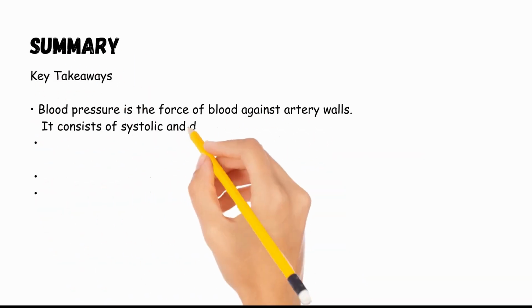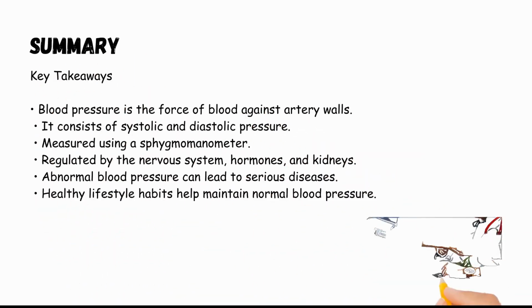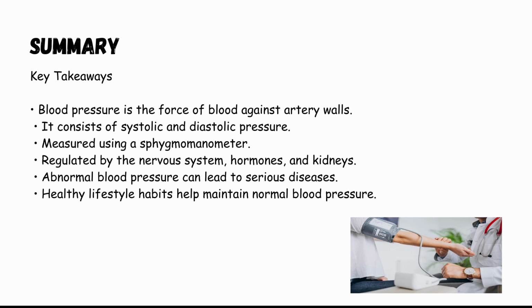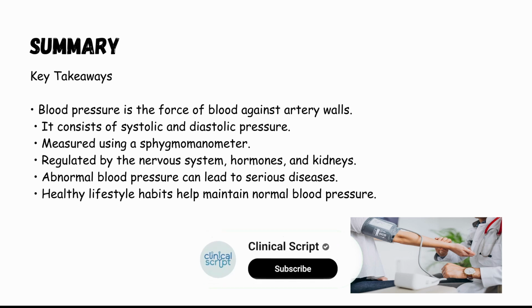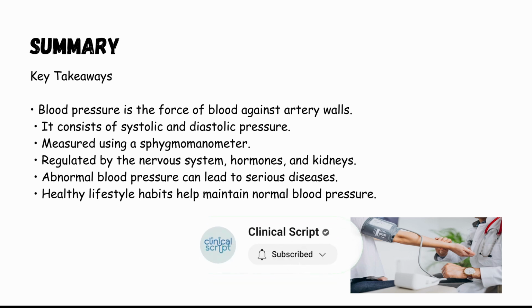To summarize, blood pressure is the force exerted by blood against the walls of arteries during circulation. It is expressed as systolic pressure and diastolic pressure and is measured using a device called a sphygmomanometer. Blood pressure is regulated by the nervous system, hormones, and kidneys, which work together to maintain balance. Normal blood pressure is generally around 120 over 80 millimeters of mercury. Abnormal blood pressure can lead to disorders such as hypertension and hypotension, which may cause serious health complications. By adopting healthy lifestyle habits and monitoring blood pressure regularly, individuals can maintain good cardiovascular health.